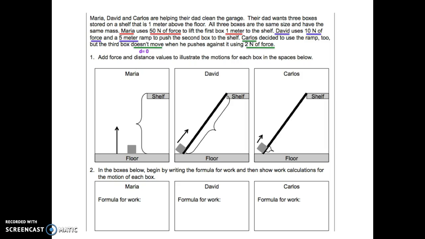Maria, David, and Carlos are helping their dad clean the garage. Their dad wants 3 boxes stored on a shelf that is 1 meter above the floor. All 3 boxes are the same size and have the same mass.